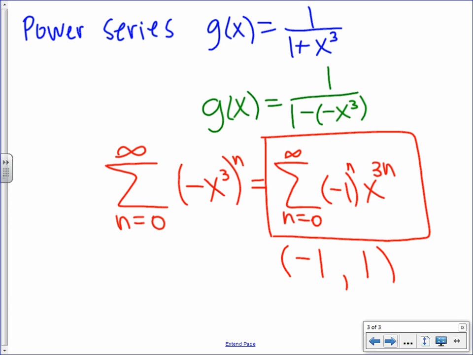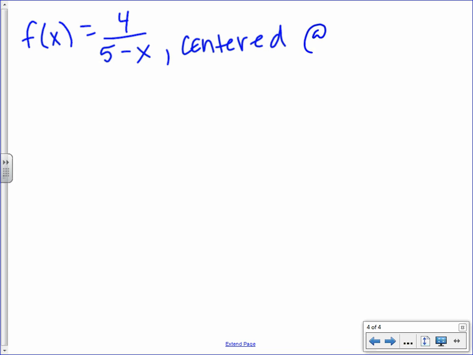Okay. One more. Simple one. I want this function to be written as a power series centered at x is -2. I'm going to write c is -2, centered at c is -2.